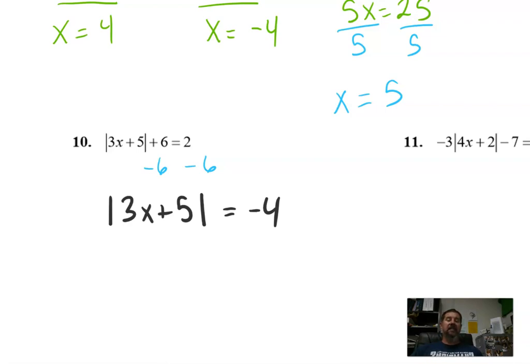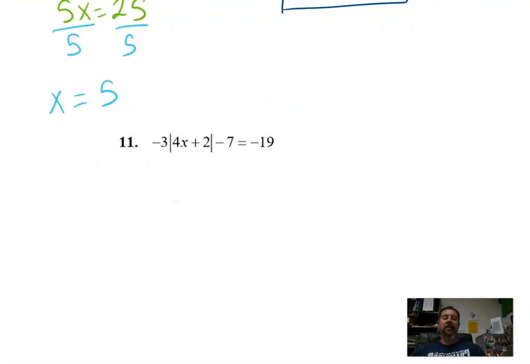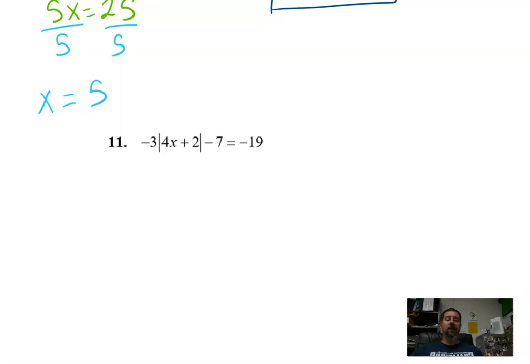Then, normally we're thinking I need to set up case 1, case 2. But again, before I set up case 1, case 2, I better be paying attention. If I look here, oh, that is an absolute value equaling a negative number. That can never happen. So my answer again on this one is no solution. Make sure you always look for that first. All right, on your own now, go ahead again, pause the video, and you can try number 11.